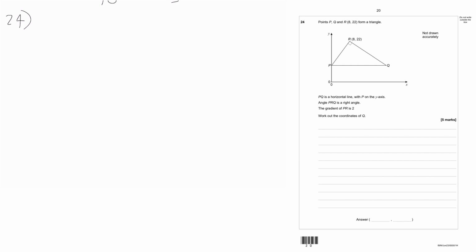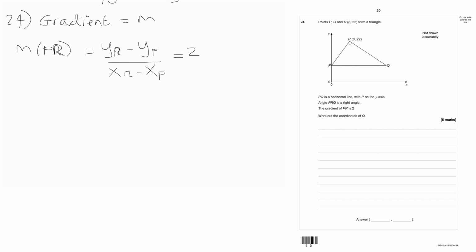So just a bit of notation. I'm going to call the gradient M, and what I'm going to start out by doing is saying that the gradient, I'm just going to write in brackets PR, so this is the gradient of the line PR, so the line that goes from P to R, is equal, well, we know it's equal to 2, but definitionally, how do we work it out? Well, it's the y coordinate of R minus the y coordinate of P over the x coordinate of R minus the x coordinate of P, and we're told that that's equal to 2.